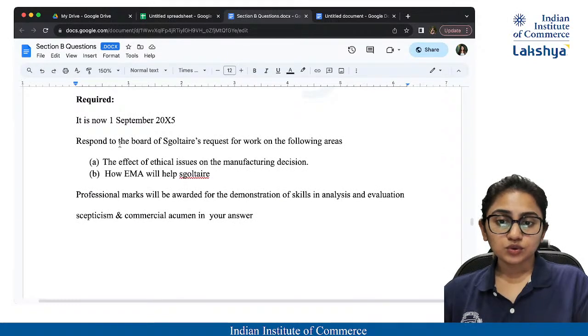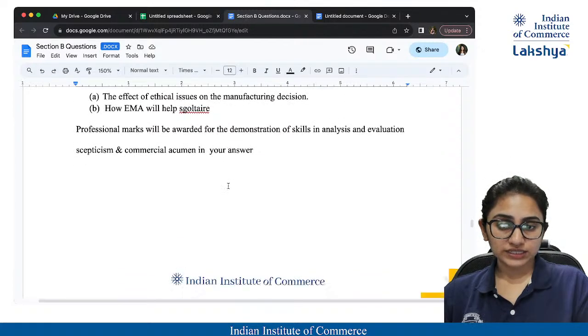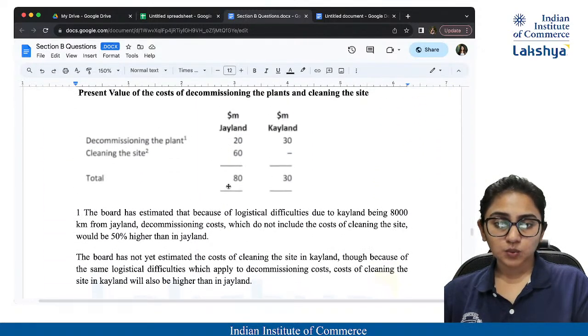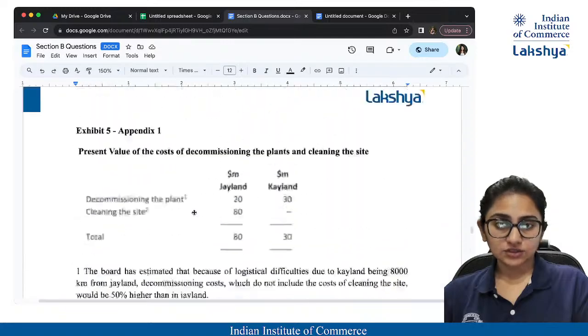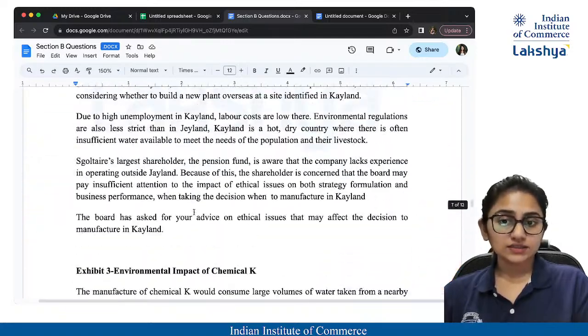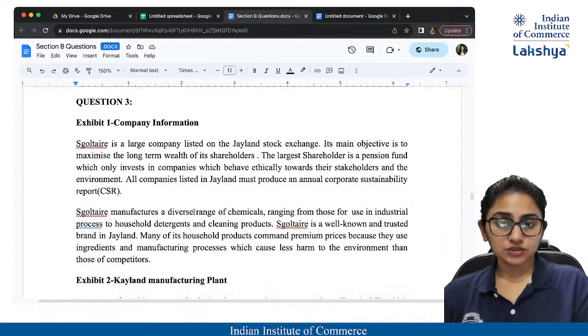You have to respond to the board of Altair's request for work on the following areas: the effect of ethical issues on the manufacturing decision and how EMA will help solve it. And the appendix 1 says this is the decommissioning of plant, cleaning the site in total, etc. So we'll start the solution of this question tomorrow.